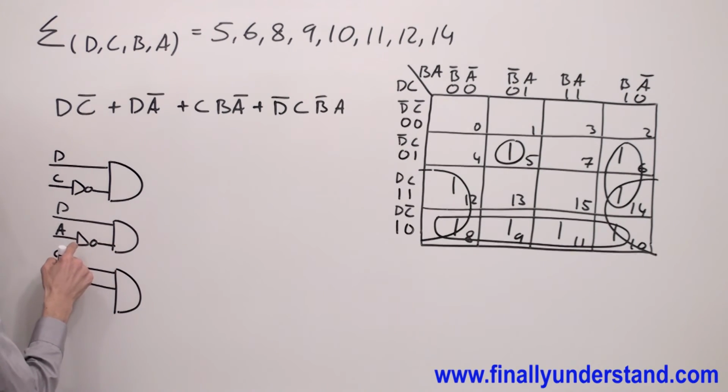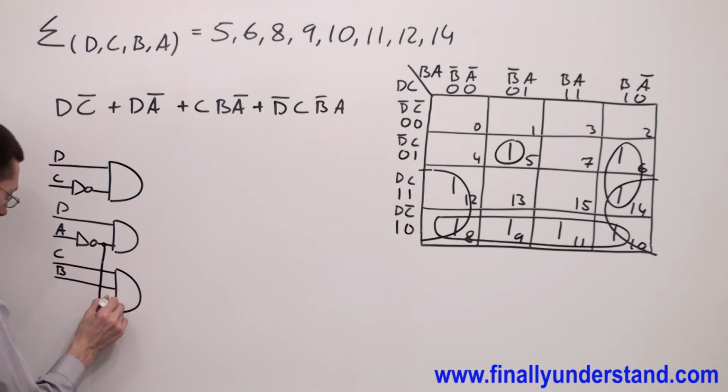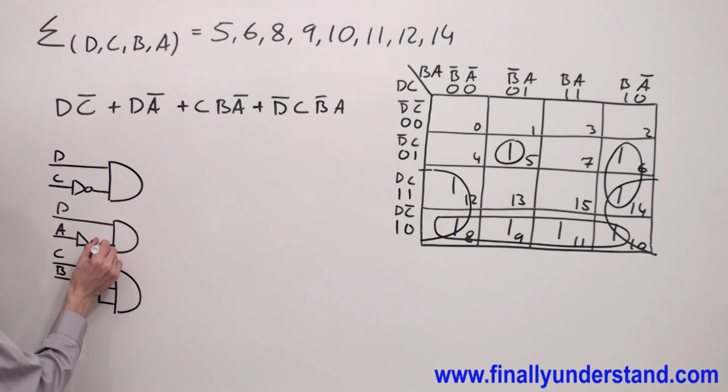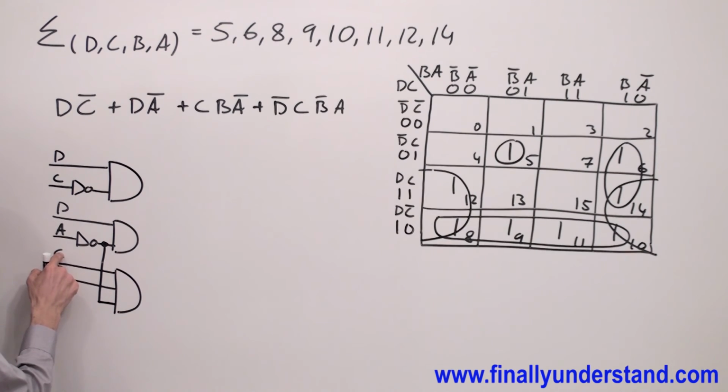So instead of using 2 inverters, you can use 1 inverter. You can make a connection to this one and simply connect to this gate. Please notice that this is a connection. Anytime you see a node, it means this wire is connected to this terminal. These terminals are not connected to this wire, okay? So we have 3 inputs, C, B, A naught.